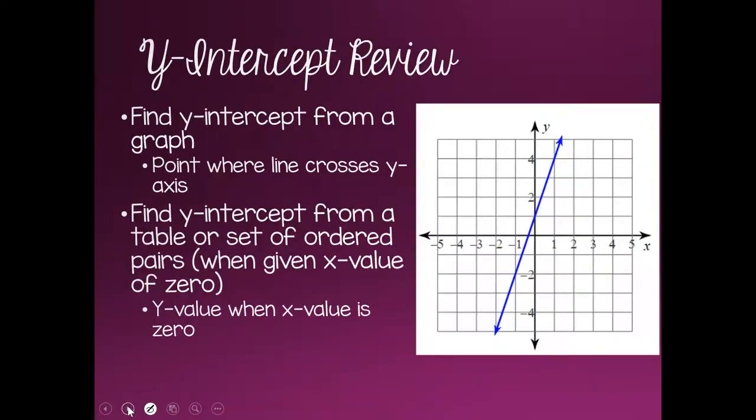All right, now we're going to review y-intercept. So to find y-intercept from a graph, we look at the point where the line crosses the y-axis, which is really easy, right? So this is my line. It crosses my y-axis right here. So that means my y-intercept is going to be 1 because that's where it crosses the y-axis.